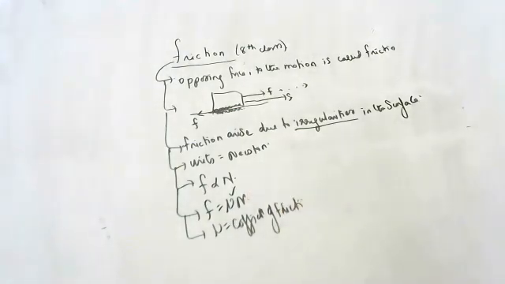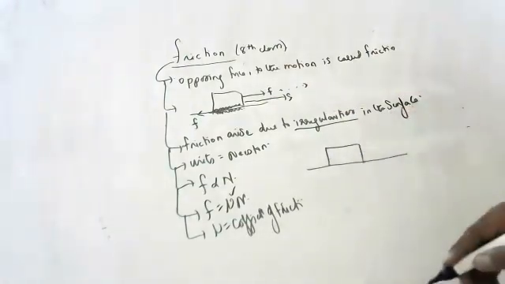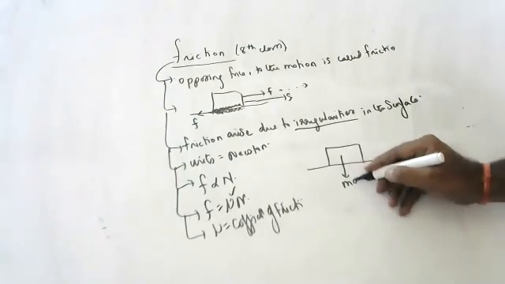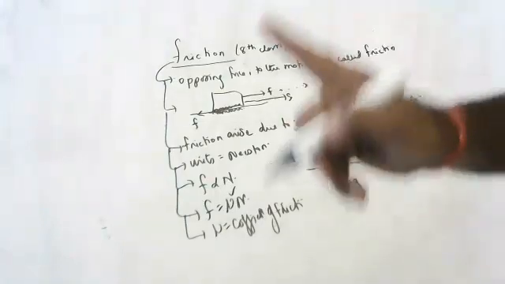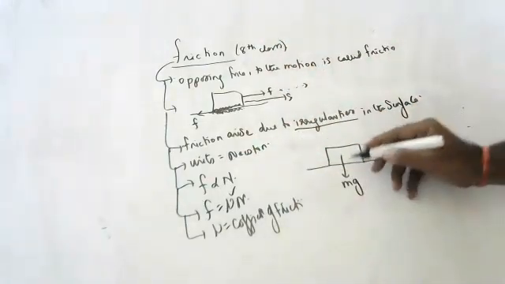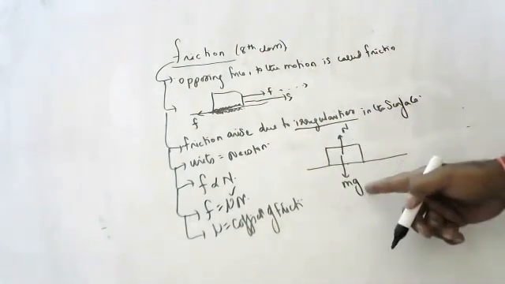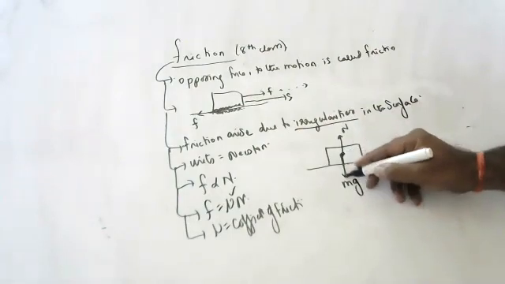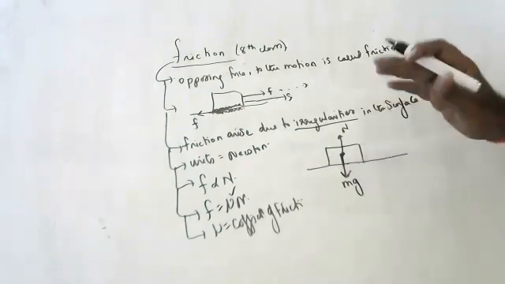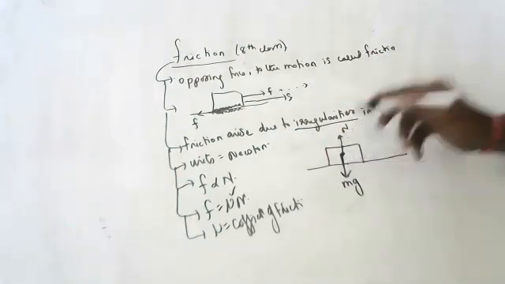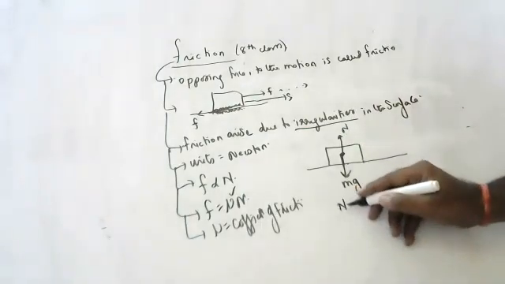Sir, what is normal reaction? I'll help you, children. If I keep a box here, the box will exert some force on the ground. From Newton's third law, for every action there is an equal and opposite reaction. The ground also will exert some force opposite to this one. The box exerts weight mg on the ground, and that much force the ground applies on the box. That is called normal reaction. So normal reaction and mg will be the same.